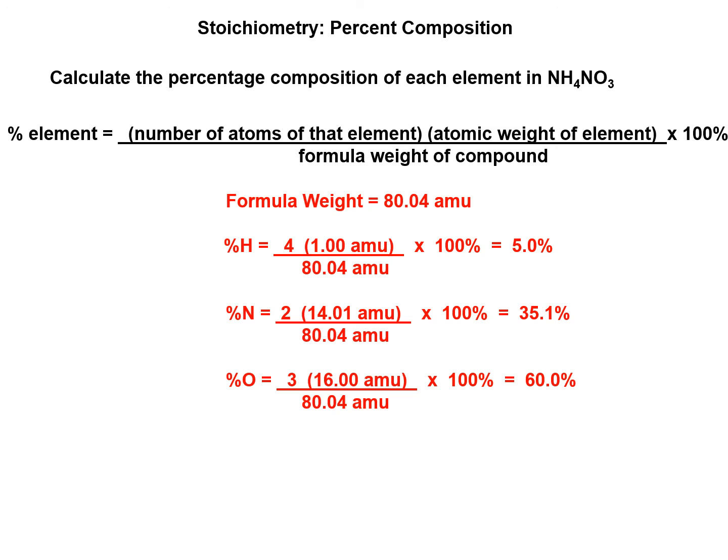Finally, we'll look at ammonium nitrate. The formula weight of ammonium nitrate is 80.04. We have 4 hydrogens, 2 nitrogens, 3 oxygens. We times those by the respective atomic mass units and divide them by the formula weight of 80.04 times 100. And we end up with 5% for hydrogen, 35.1% for nitrogen, and 60% for oxygen. Again, you total those up and you end up with 100.1%. Again, it's not exactly 100 due to rounding.